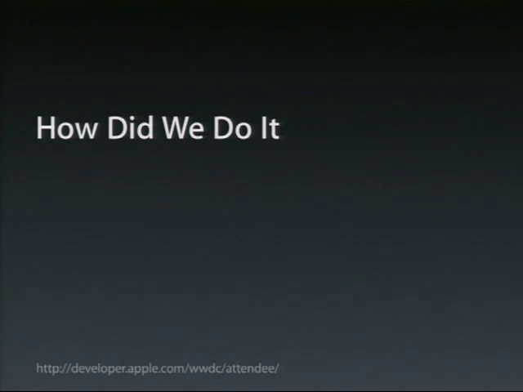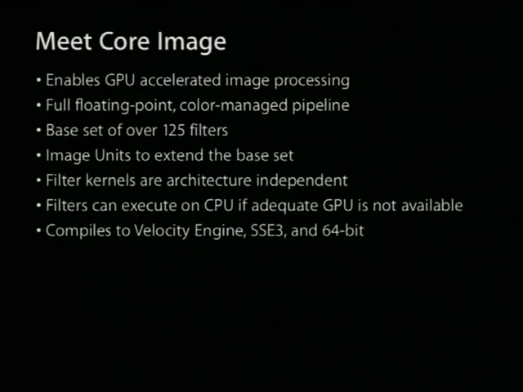So how did we do all this stuff? Let's get to know Core Image a little bit more. Core Image is all about doing the stuff on the GPU, so we do it very fast on the graphics card. We have, as Alan already said, a full floating point color managed pipeline. I will go into some details on that later. As I said, we have over 125 filters, so there's plenty for you to play around with. And if you have filter ideas and you want to write your own effects, go ahead, write an image unit. And you can even make it available to everybody.